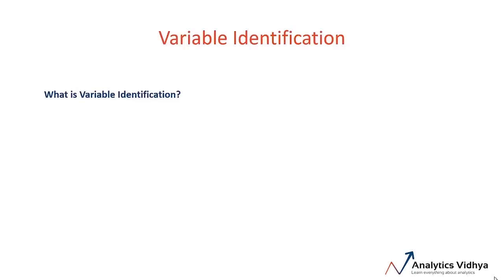So, what is variable identification? Variable identification is the process of identifying which variables are independent and dependent variables. At the same time, we identify these variables as continuous and categorical variables too.